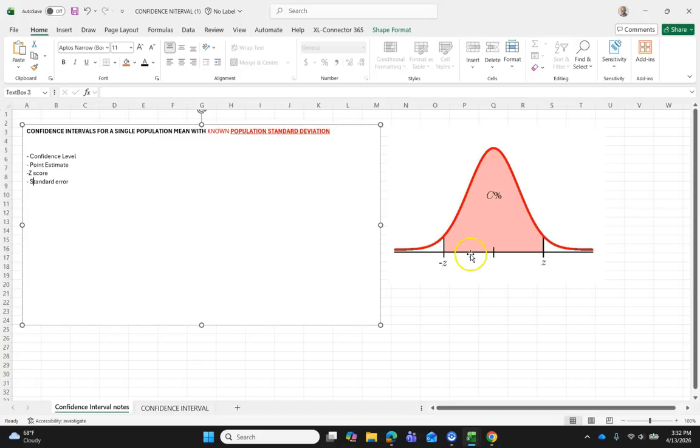So in that case, we need to find this lower bound, and also we need to find the upper bound. And to find those bounds, we need to find the z-value, which will be negative. Remember, when we are dealing with the z-values, those values are standardized, and therefore we have average, which is 0, and standard deviation, which is 1.